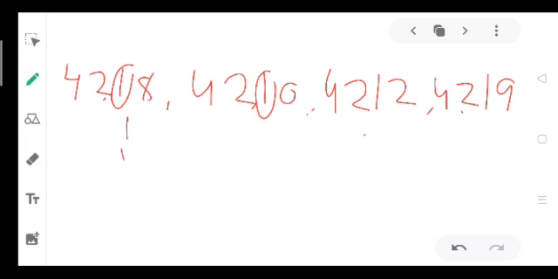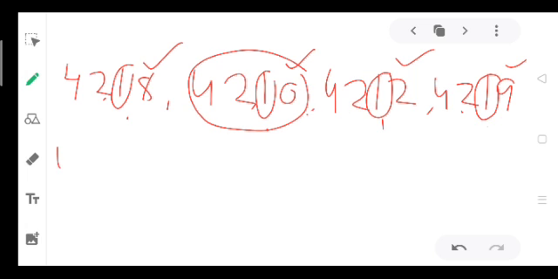10. Here also 10. 10. Here also 10. We can't compare. What we have to do? We have to check their ones now. 8 ones, 0 ones, 2 ones, 9 ones. So which number is smallest? Whose ones is 0. So 4210 is the smallest number.